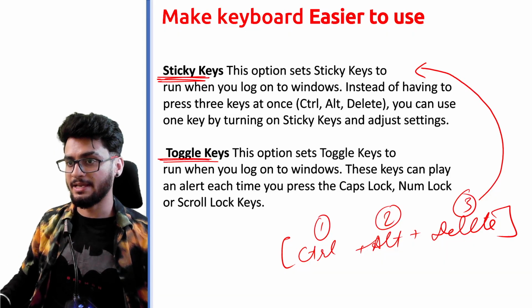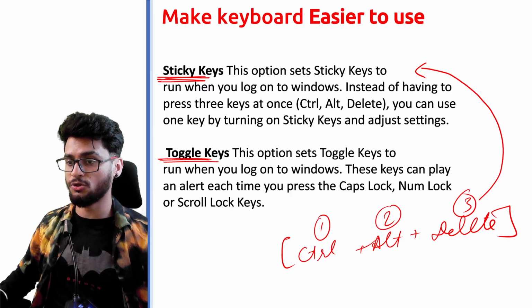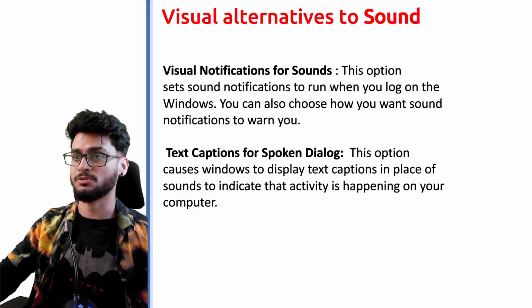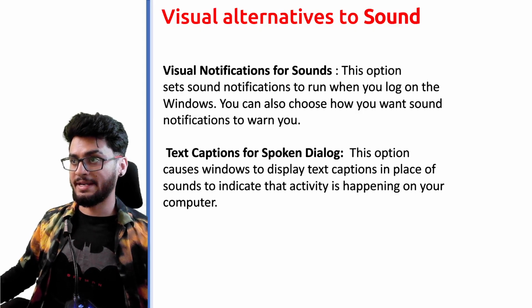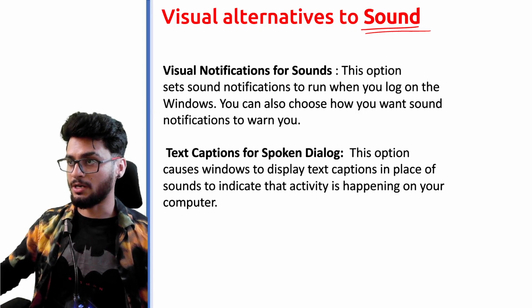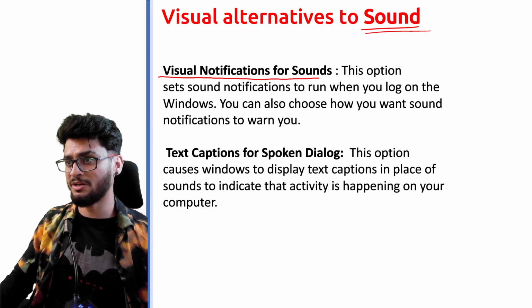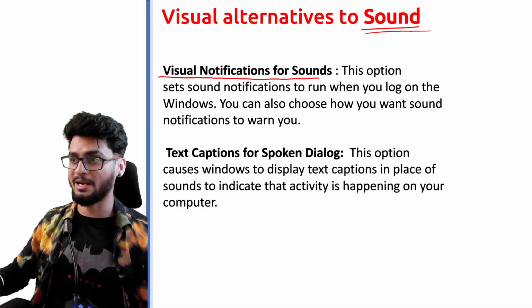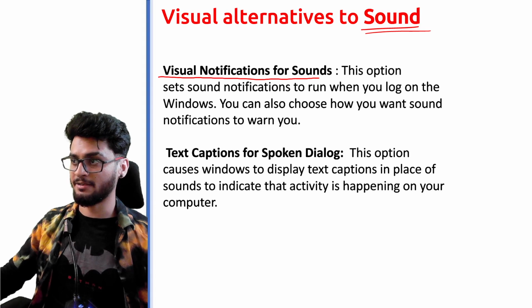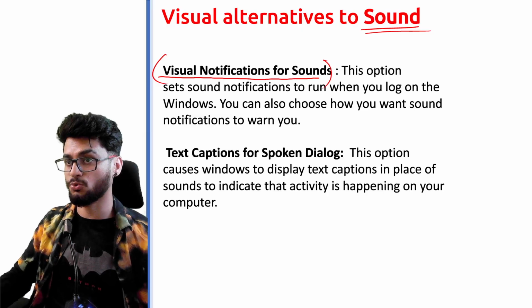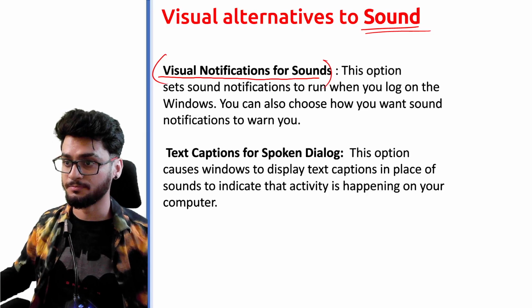and toggle keys helps you hear the caps lock signs or the scroll lock signs, which makes the keyboard easier to use. Visual alternatives to sound. Sometimes people are not able to hear properly, so उनके लिए visual notifications आती हैं. If you have seen your mobile phones or maybe laptops, there is a highlight whenever you receive a message or an email. So those types of notifications are known as visual notifications.